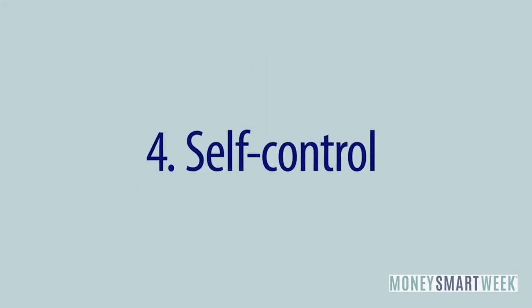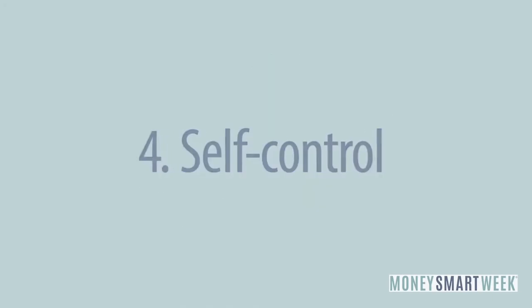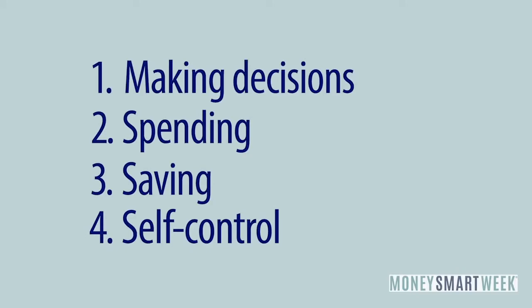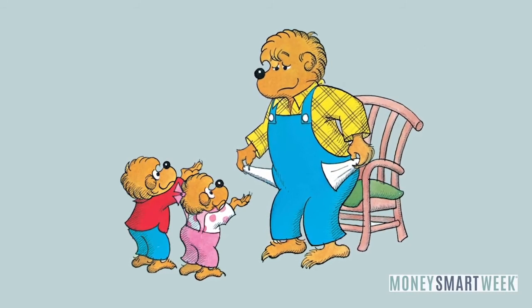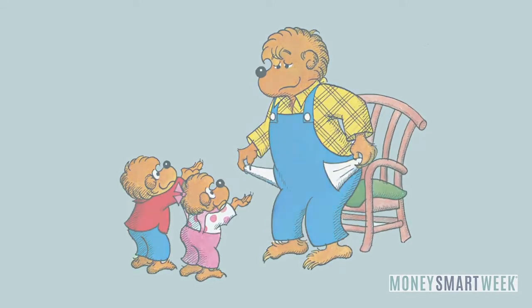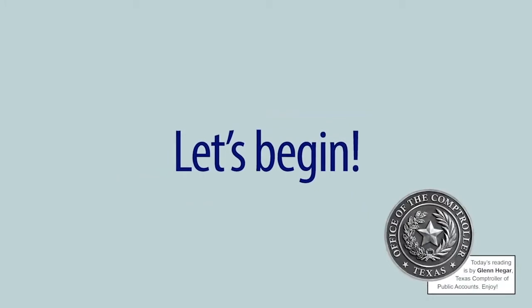And fourth, self-control. Although it's tough, sometimes spending and saving means we can't have what we want right away and need to wait. This is an important money lesson in the book and for you as you grow. Now let's read the story.